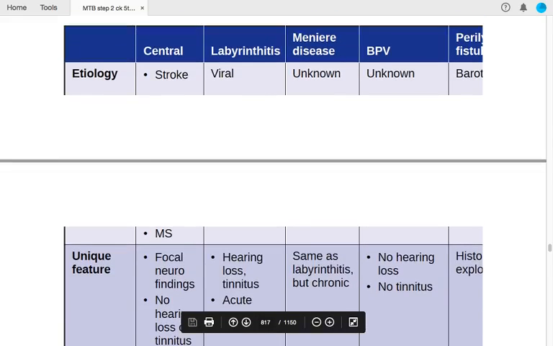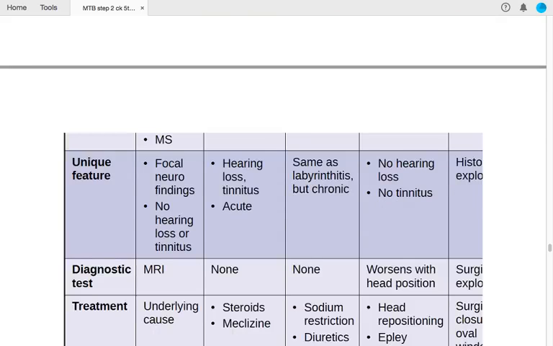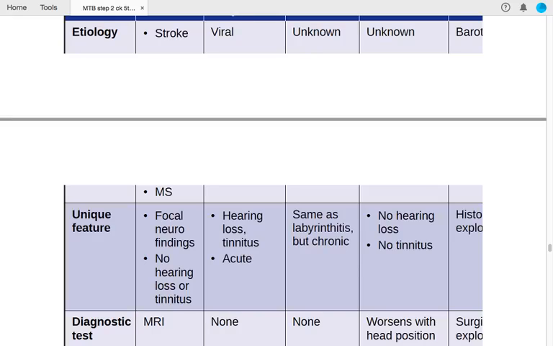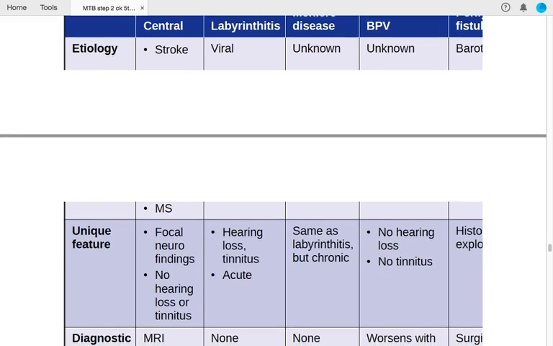In case of labyrinthitis, if it's a cause of vertigo, we'll see hearing loss or tinnitus. The presentation is acute, and we'll see the hearing loss and the tinnitus. In case of Meniere's disease, the etiology we don't know, and the features are the same as labyrinthitis, but chronic. Means hearing loss is there, tinnitus is there, but this is not an acute condition. It will take more than 2 weeks, so that is a chronic one.